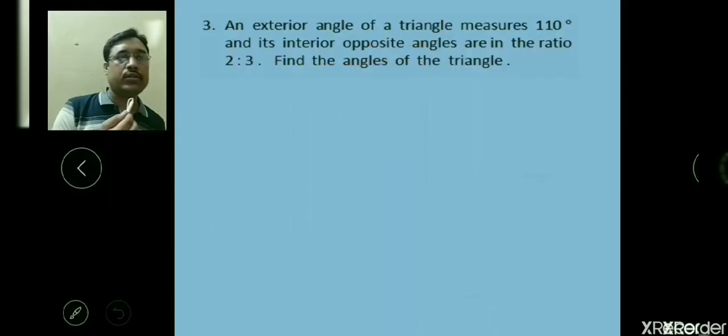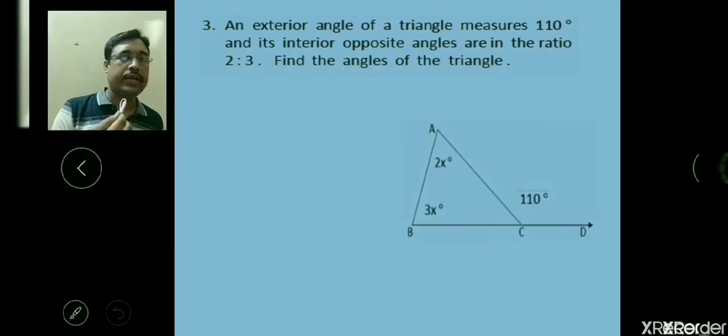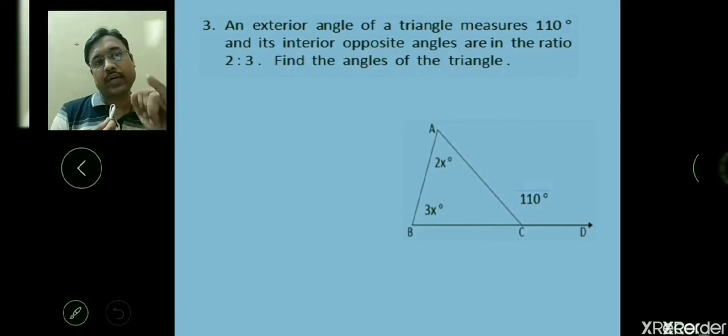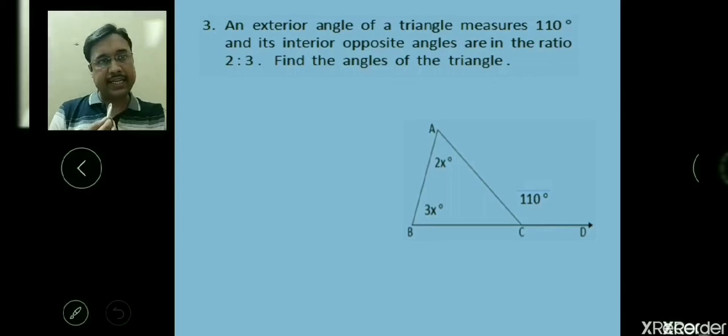Now, the third question is also similar. An exterior angle of a triangle is 110 degrees, and its interior opposite angles are in the ratio 2:3. Then find the angles of the triangle. So look here. The diagram is this only. The interior opposite angles you can take as 2x and 3x, since the ratio is given as 2:3. Then you can take the angles 2x degrees and 3x degrees, and the exterior angle is 110 degrees, as given here.